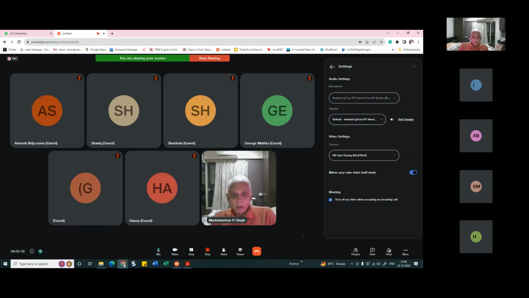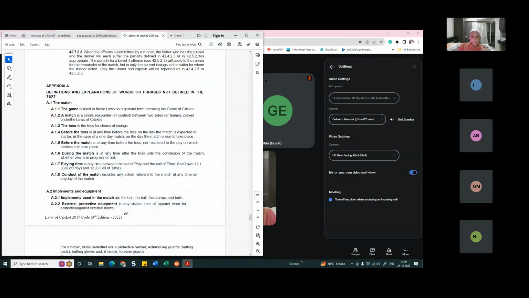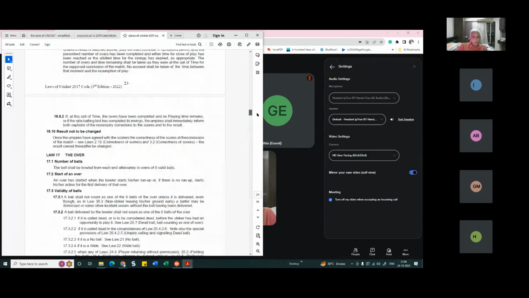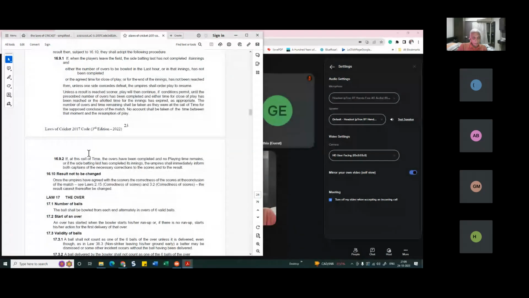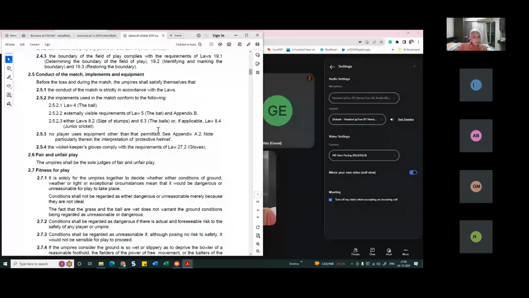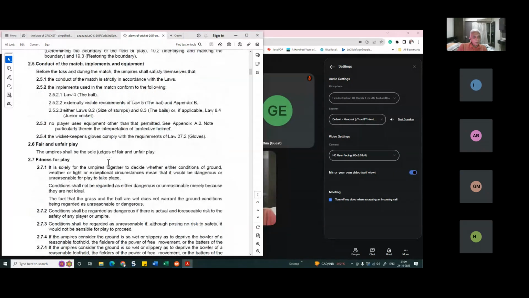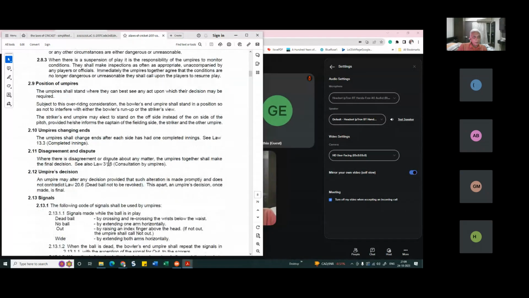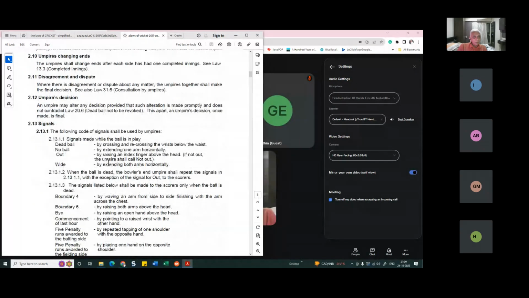Which Dravid didn't like. He came rushing to me. You can't do that. I said, look, I am within my rights to change my decision, provided I do it promptly. That is the law. And if you remember, we discussed in Law 2, we might momentarily look at what Law 2 says, where the umpire's decision is final, but he is allowed to change his decision. An umpire may alter any decision provided that such alteration is made promptly and does not contradict Law 20.6, dead ball not to be revoked.